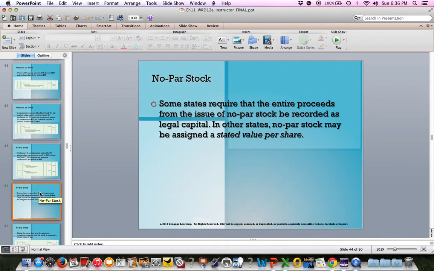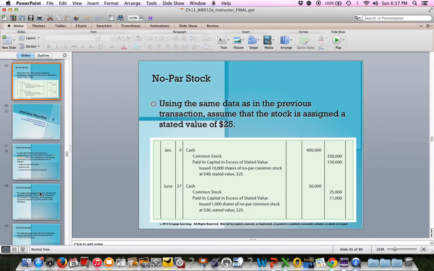So some states require the entire proceeds from the issue of no par stock to be recorded as legal capital, and in other states, no par stock may be assigned a stated value. So it's just kind of a legal semantics, really. The debit's the same, but what you credit could be a little bit different. So let's just say, take the data from the previous example, and let's just say that stock had a stated value of $25. You still debit cash for the same amount for both entries. You credit common stock for the number of shares times the $25 stated value, and anything above and beyond that is paid in capital in excess of stated value. Notice it's not paid in capital in excess of par, it's paid in capital in excess of stated value.